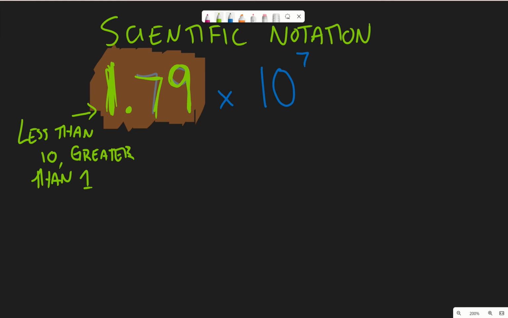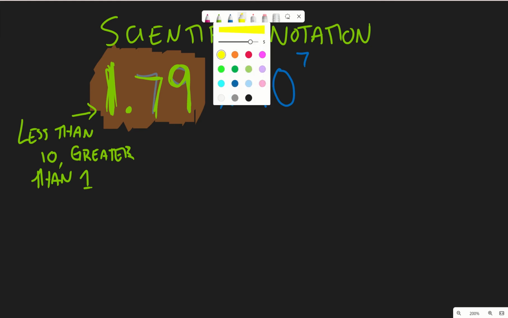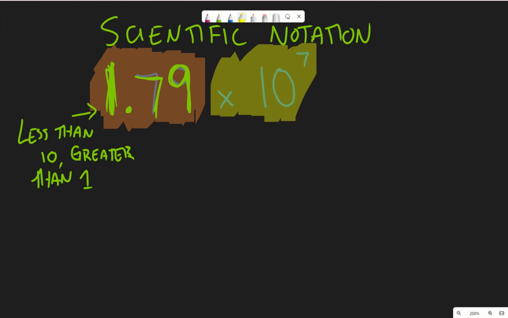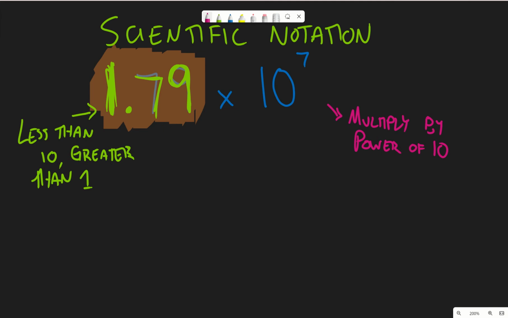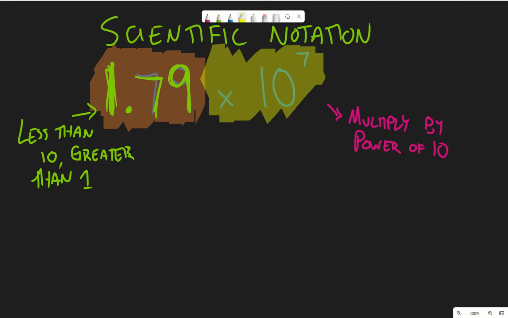And then I also know it's scientific notation because I am multiplying by a power of 10. So another way to know what scientific notation is: multiply by a power of 10. So all of this, all in all together, is scientific notation. All right, that is my scientific notation: a number that's less than 10, greater than 1, and I'm multiplying by a power of 10.